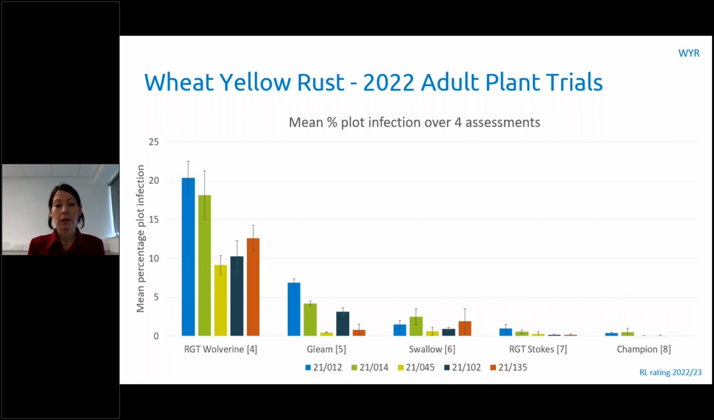So you can see we had this general pattern where as the rating increases, the amount of infection we were seeing decreased, and that's not unsurprising, and it's what we expected to see.